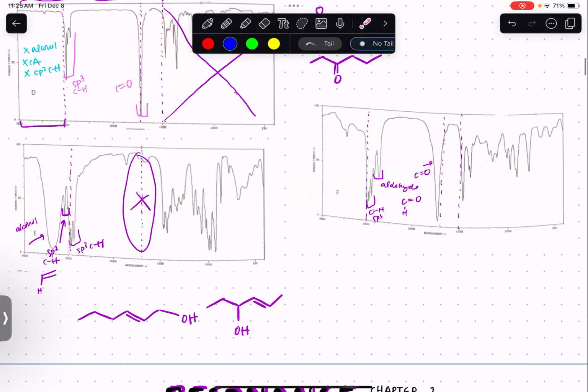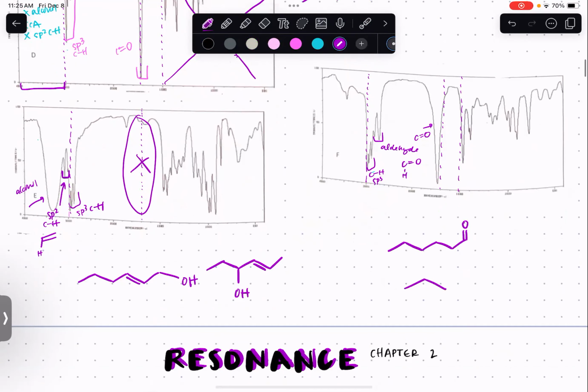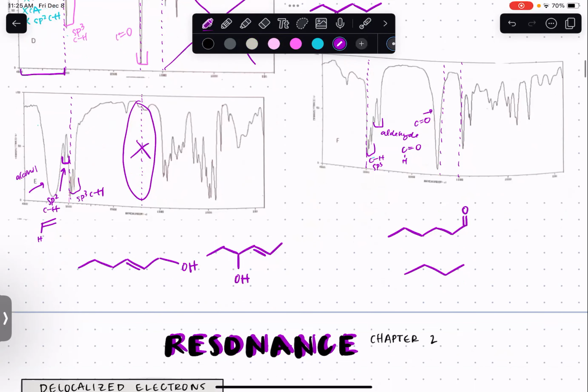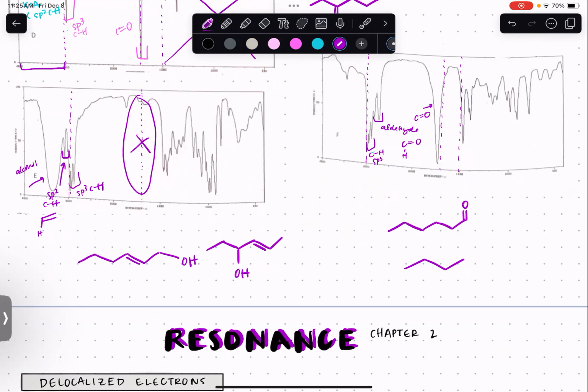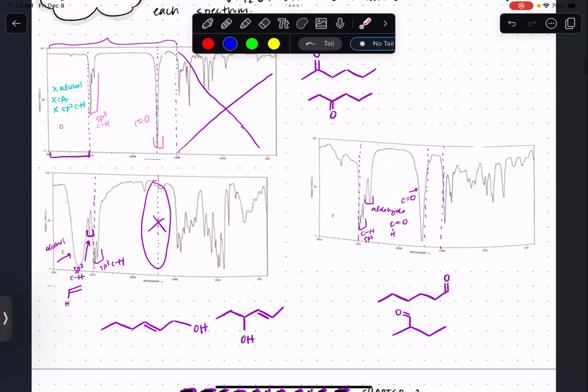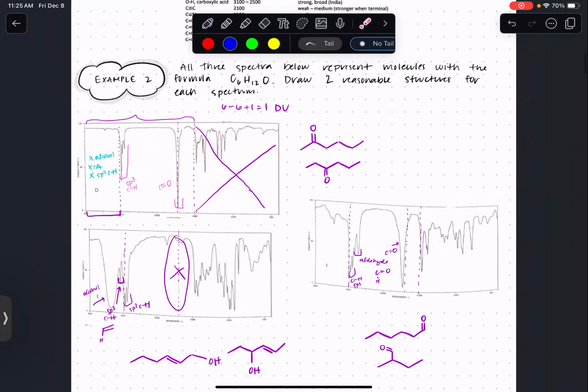And then now looking at this last one, we said this one's an aldehyde. So it's going to have to either look like 1, 2, 3, 4, 5, 6, like this, or it would have to be something like this. So either one of those two would be fine there. So do we have any questions about doing IR?